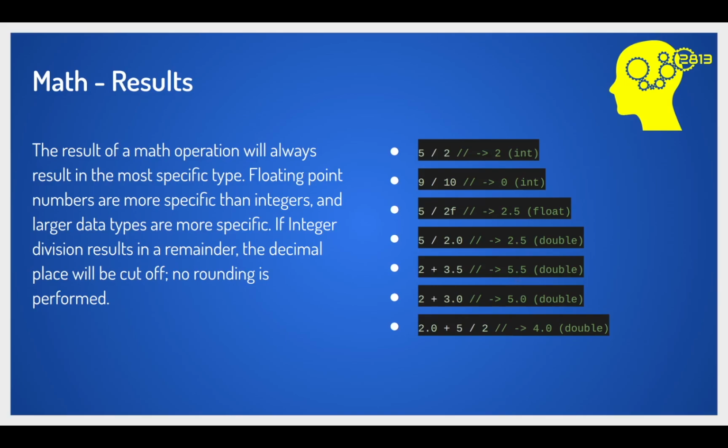And another thing about math in programming, just like math in real life, is that it does follow order of operations. So in this case, you would do 5 divided by 2 first, which, like we said earlier, would equal 2, and then you would add it to 2.0, which becomes 4.0.